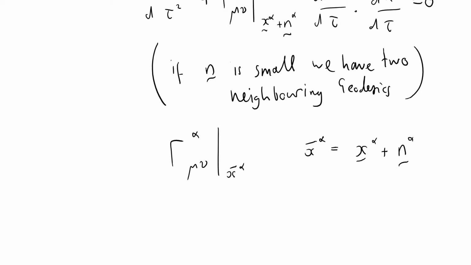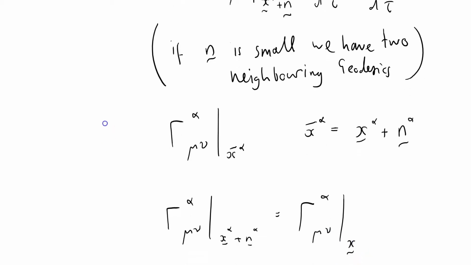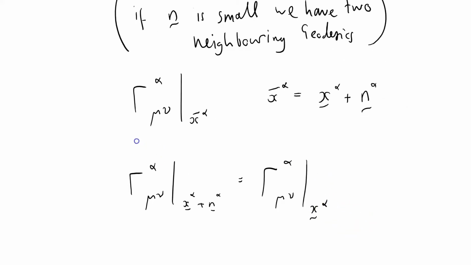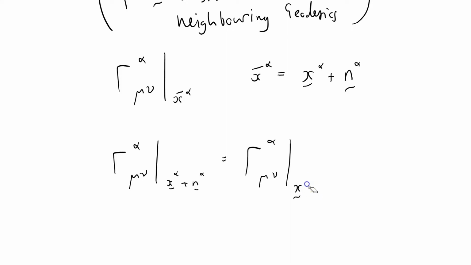Well, what's that? That's Gamma alpha mu nu evaluated at x alpha plus n alpha, which equals just the regular Gamma alpha mu nu evaluated at x. It's not summed. Just at x, at point x. There it is.